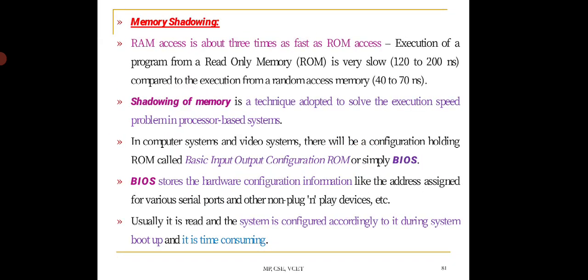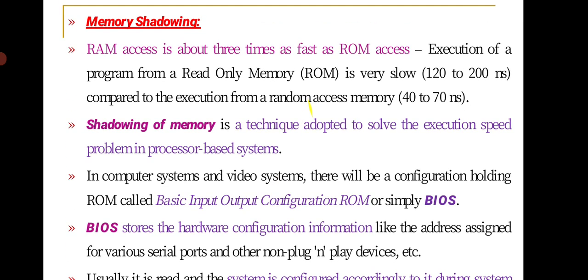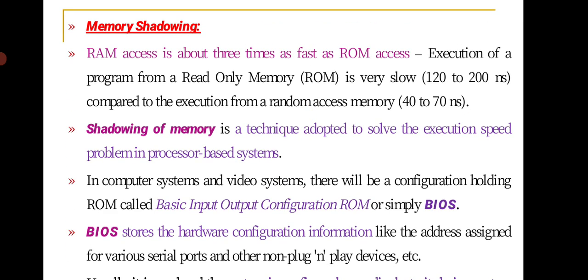Memory shadowing is one of the important concepts. RAM access is about 3 times as fast as ROM access. Execution of a program from read-only memory, ROM, is very slow, 120 to 200 nanoseconds, compared to execution from random access memory, 40 to 70 nanoseconds. Shadowing of memory is a technique adopted to solve the execution speed problem in processor-based systems.